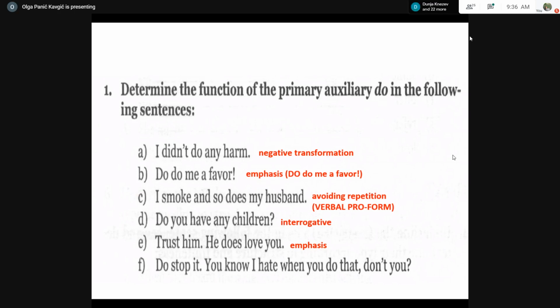So page 17, top of the page, it says functions of the operator. Negative transformation. Does this have a negative? Good. Yes, you are right, it has a negative element, don't you? But both.